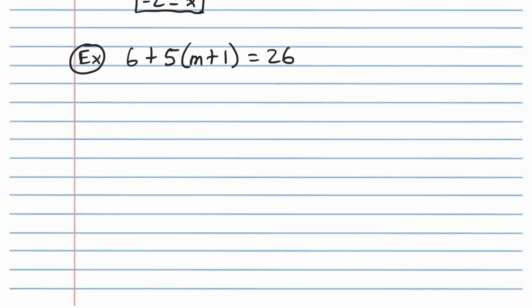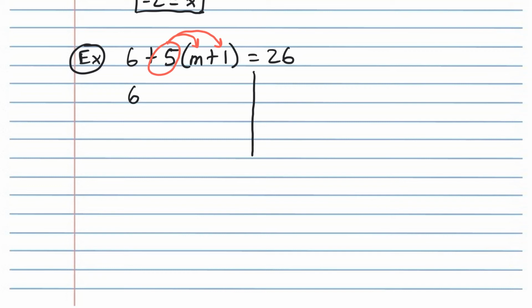Okay, so again, the first thing that should stand out is you have a distribution in here. So we have to take care of that first. So we're going to take this positive 5 and we're going to multiply it to everything on the inside. But notice that the 6 is not involved in this, right? The 6 is just kind of hanging out by itself, so we're going to leave it alone. Just bring that 6 down. And multiply the 5 out.